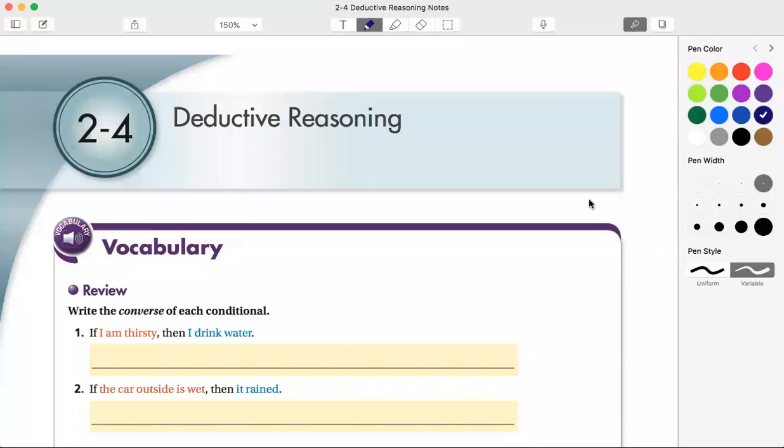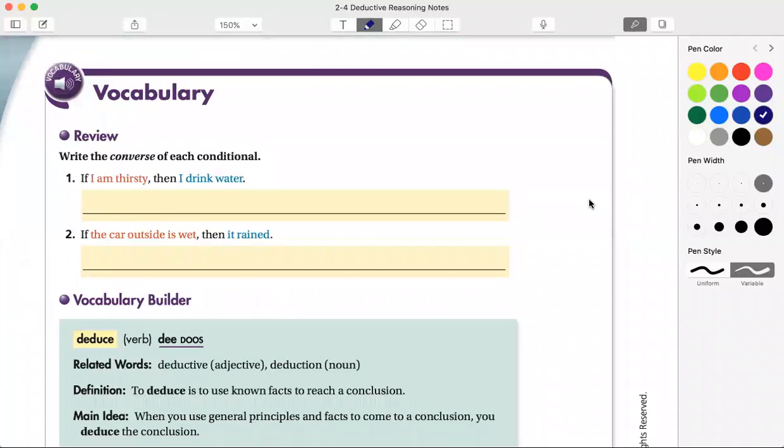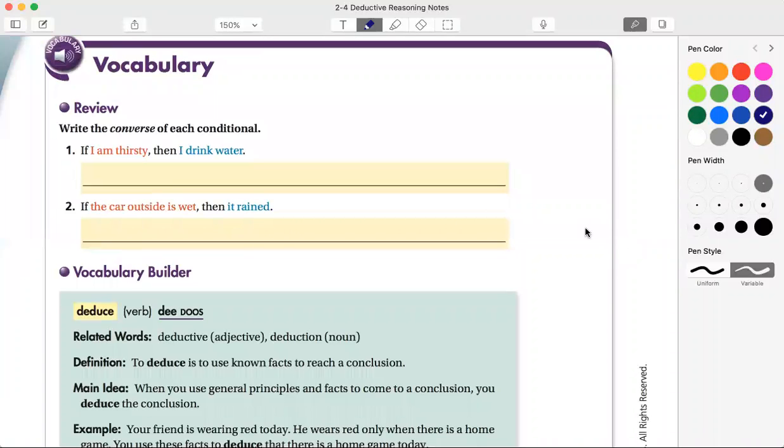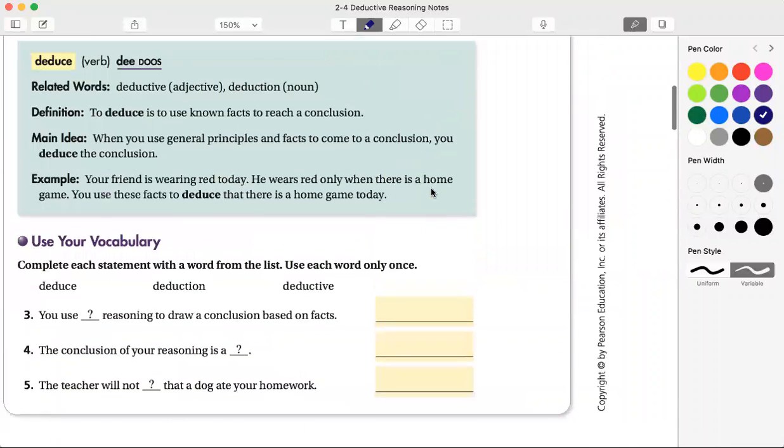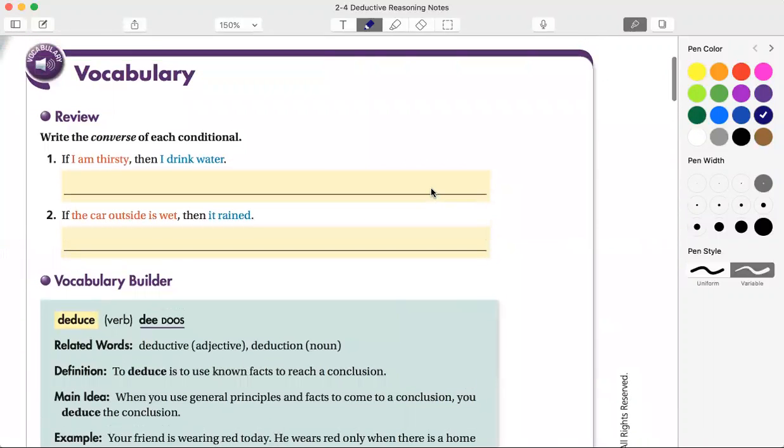All right, so section 2-4, deductive reasoning. Let's start with some review of vocabulary. Let's write the converse of each conditional statement. If I am thirsty, then I drink water. The converse would be, remember this is the opposite here, so we would say if I drink water, then I am thirsty.